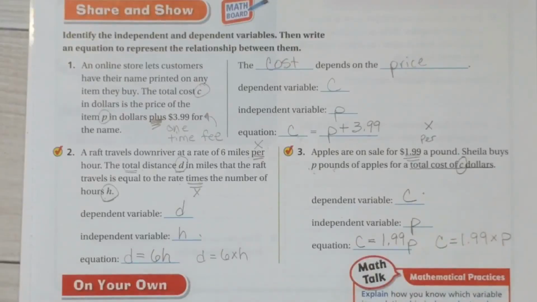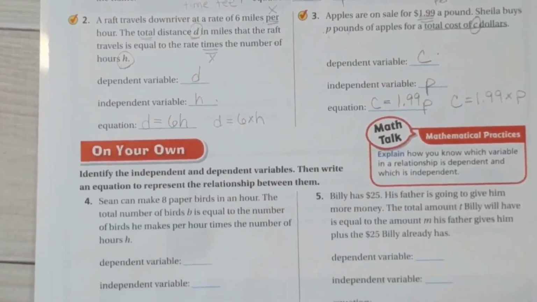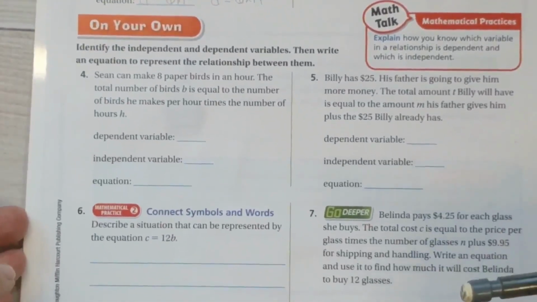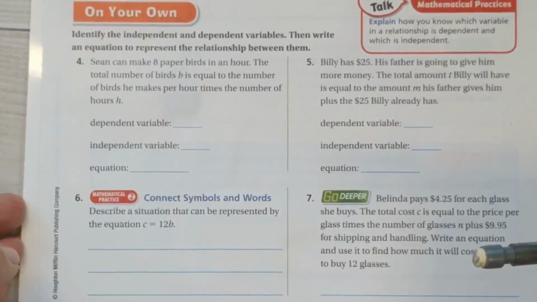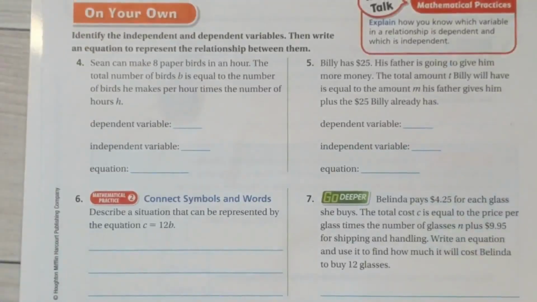All right, so now you're on your own for the next part of the lesson. You complete the on your own part. Next, I'll be showing you the notes for this lesson, and then finally at the end, you may do the personal math trainer, the PMT that's been assigned to you.